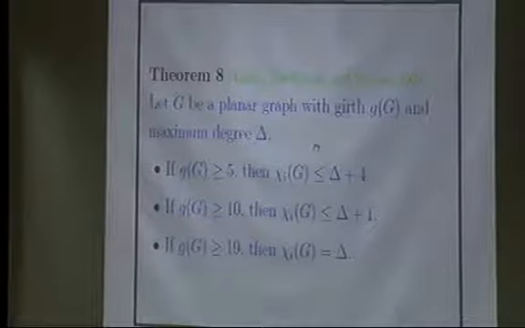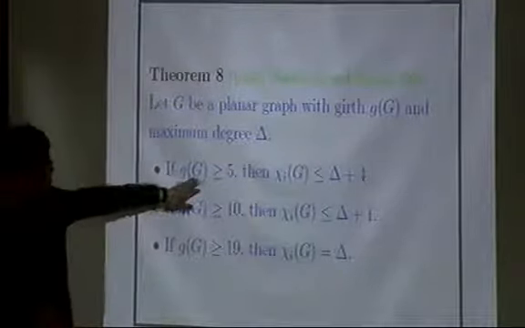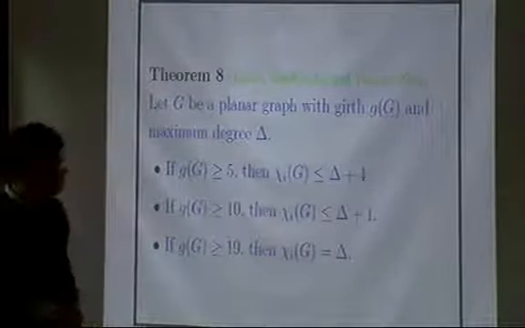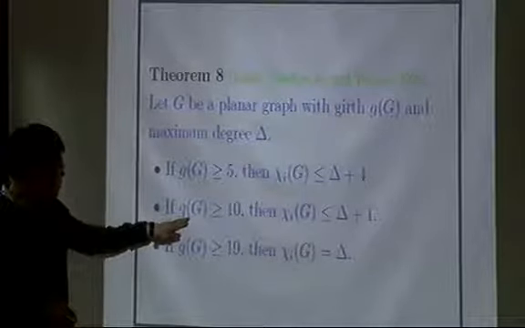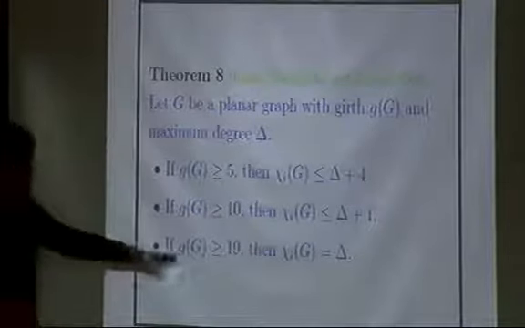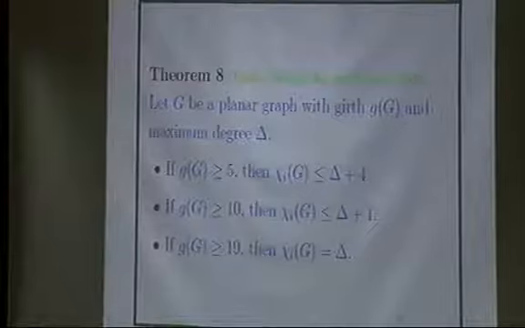And then recently, again by Czech people, okay, for planar graphs, we consider girth. Girth is the smallest size of a cycle of the planar graph. If girth is at least 5, then the injective chromatic number is at most delta plus 4. And if girth is at least 10, then the injective chromatic number is delta plus 1. Then what's the meaning of the third result? Can you figure out the meaning of the third result?